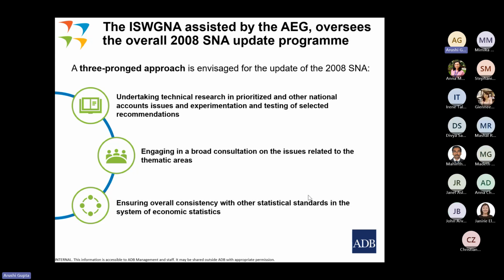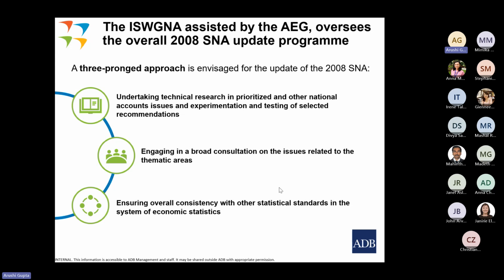The second approach is to engage in a broad consultation on the issues related to the thematic areas. This component will constitute several rounds of interactions with various groups of stakeholders, such as compilers, policymakers, academicians, and even the private sector through global and regional webinars and forums. These webinars are also available if you explore the SNA 2025 page on the UNDESA website.